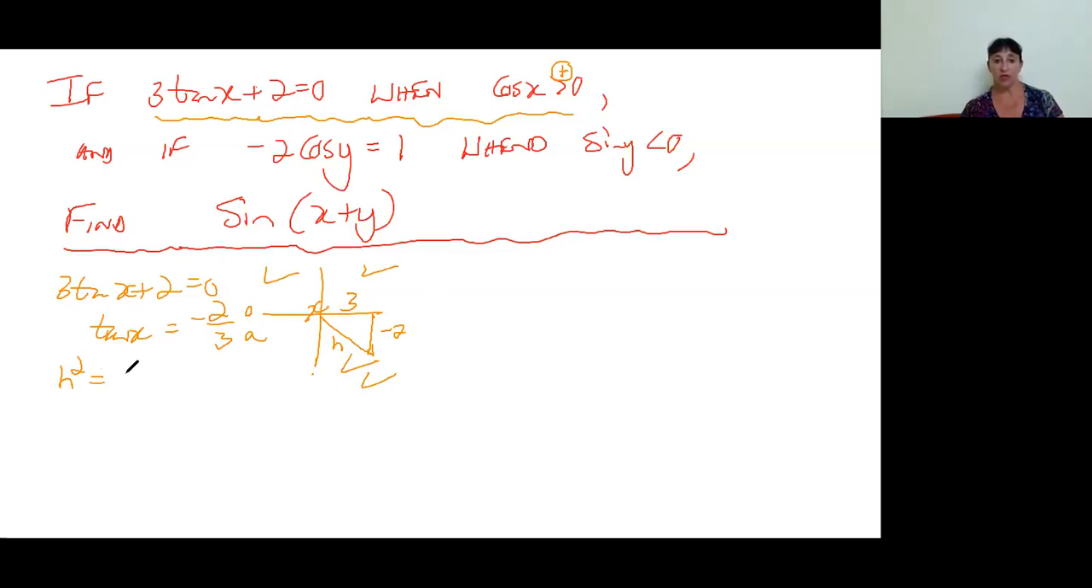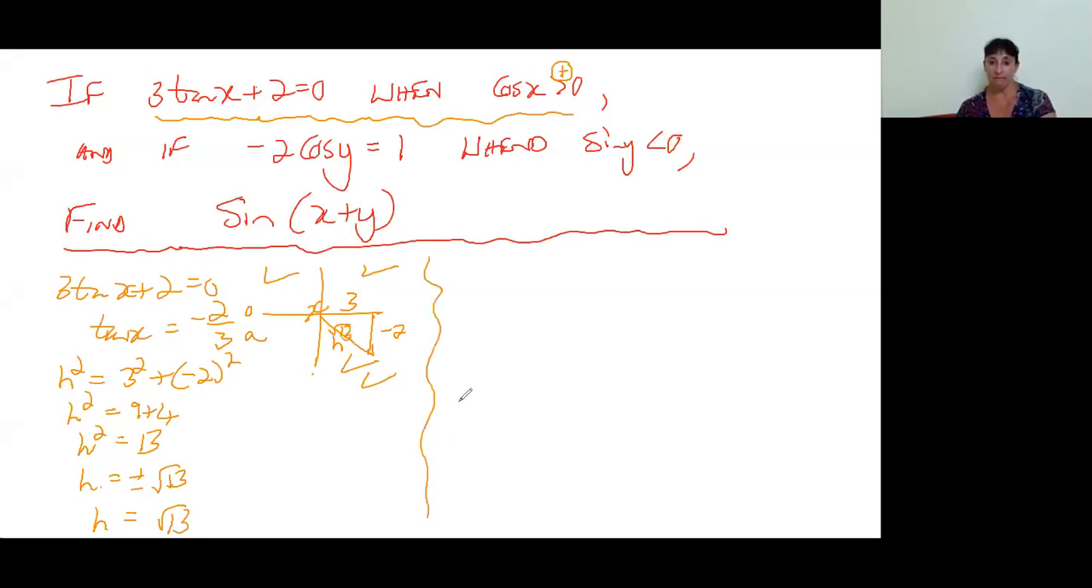So the square on the hypotenuse equals the sum of the squares on the other 2 sides. So 9 plus 4, h squared equals 13. So h equals plus or minus root 13, but the hypotenuse is always positive. Right, so there we go. I have root 13. I'm now going to do the same for this information.